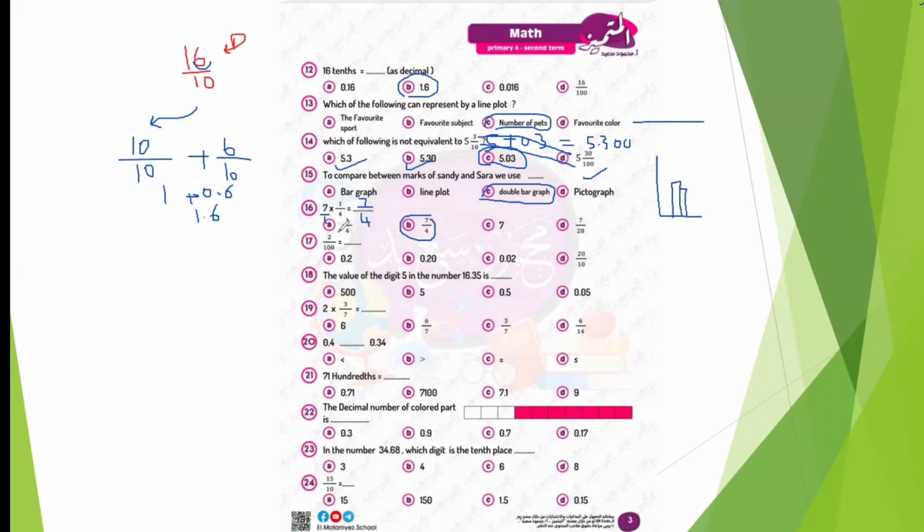17. 2 out of 100 means 200th. I can write it like this. So the answer is C.